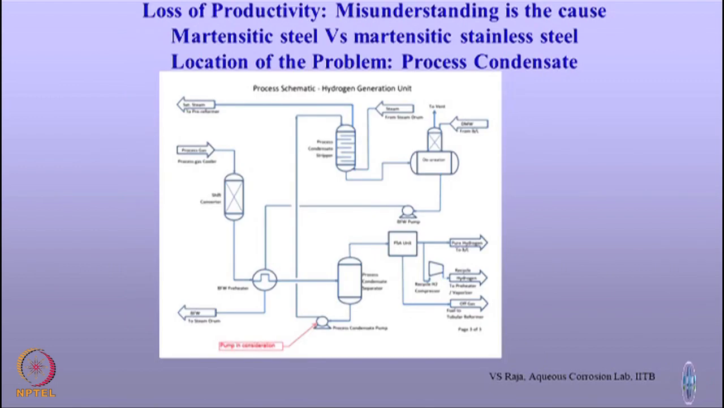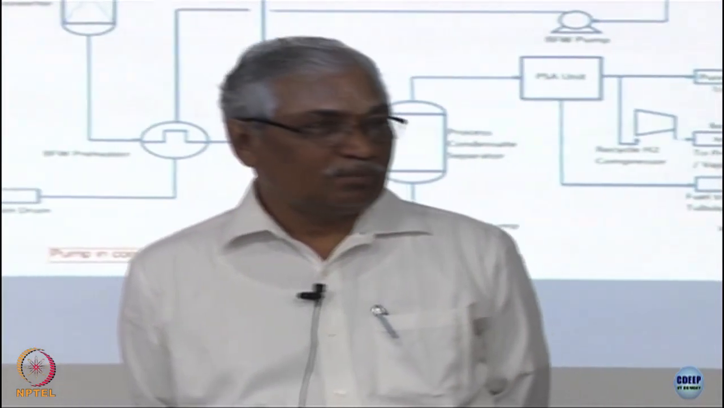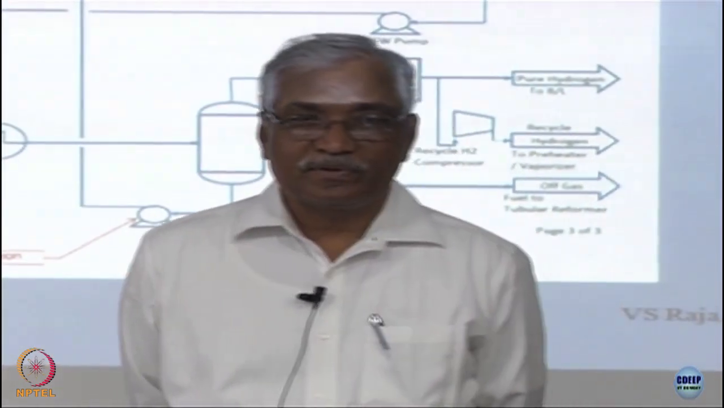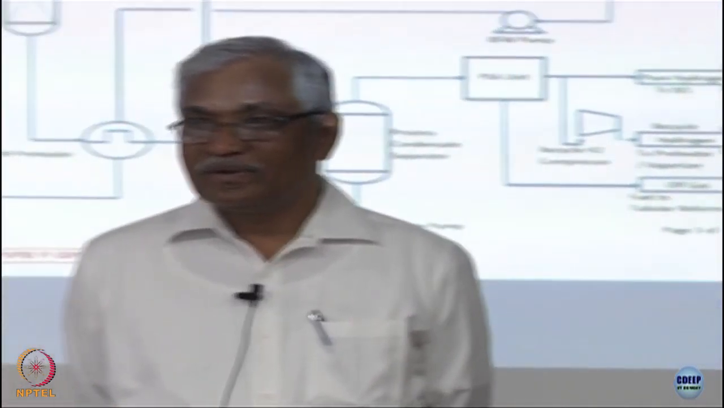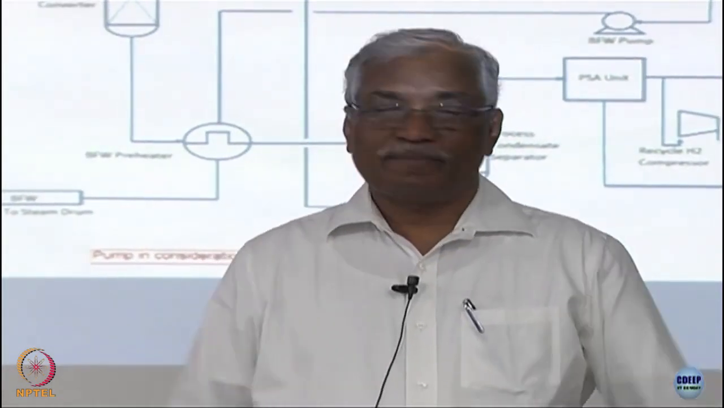Sometimes people misunderstand issues. It's an example of how people don't read the fine print. What is the difference between a martensitic steel and a martensitic stainless steel? Are both the same or different? Composition wise, right? What is the difference between a martensitic steel and a steel? What is the difference?